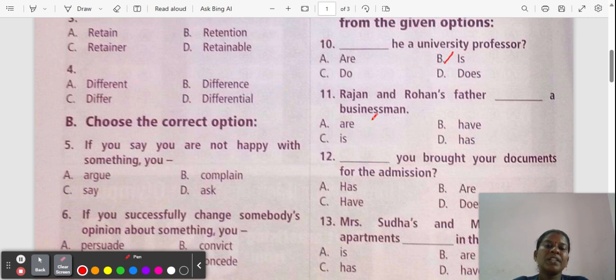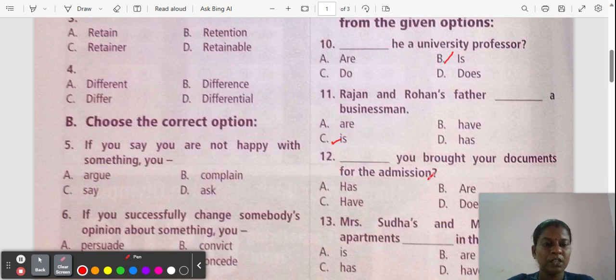Then question number 11. Rajan and Rogan's father dash a businessman. Here also they are giving a singular only. Rajan and Rogan's have same father only. So here father is a singular only. So option A are, option B have, option C is, option D has. Option C is the correct answer. Rajan and Rogan's father is a businessman.